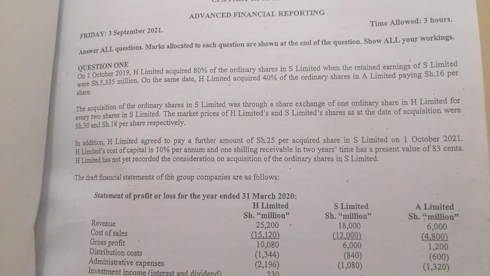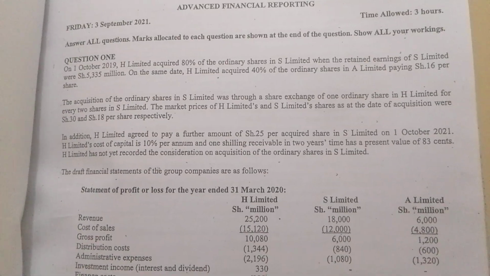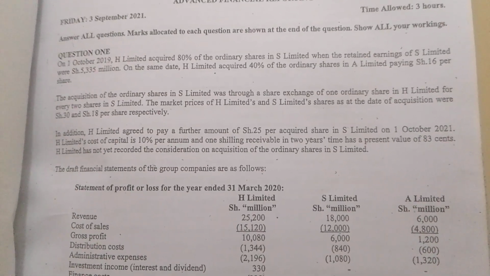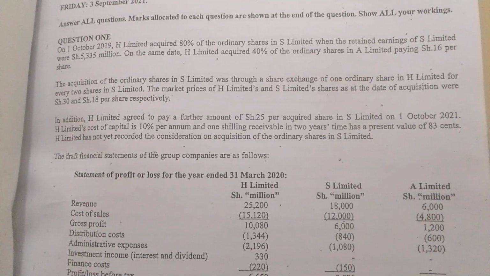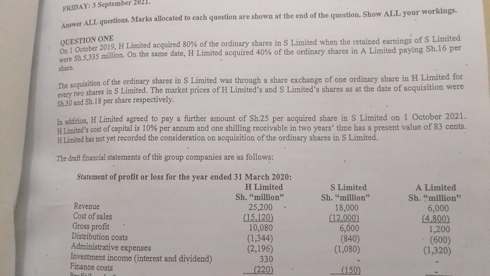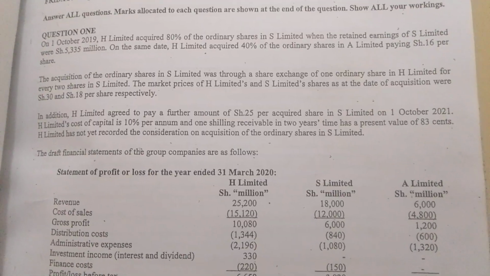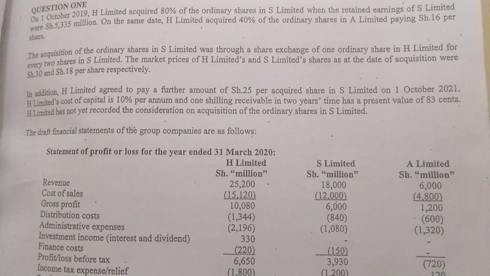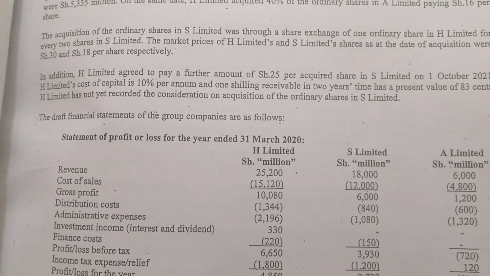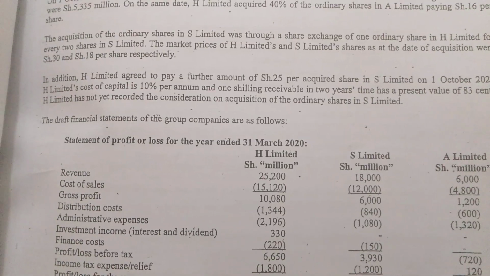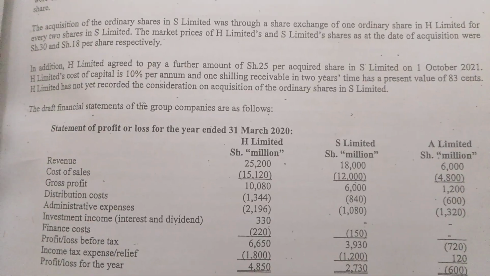2019, H Limited acquired 80% of the ordinary shares in S Limited when the retained earnings of S Limited was shillings 5,335 million. On the same date, H Limited acquired 40% of the ordinary shares in A Limited, paying shillings 16 per share. The acquisition of the ordinary shares in S Limited was through a share exchange of one ordinary share in H Limited for every 2 shares in S Limited.